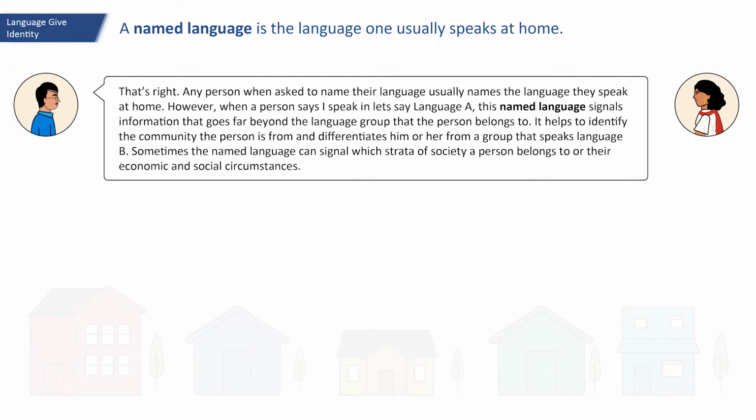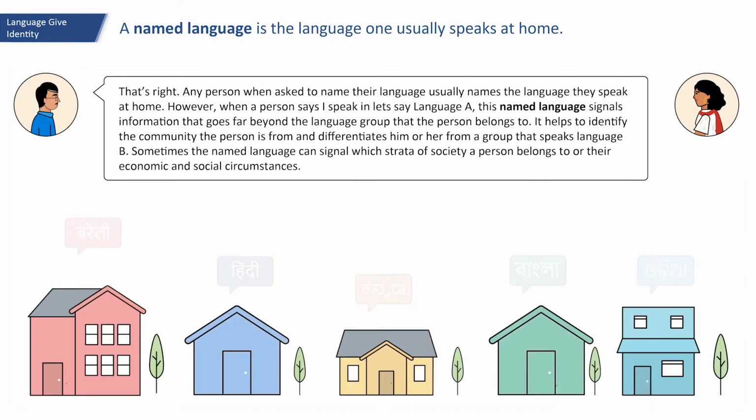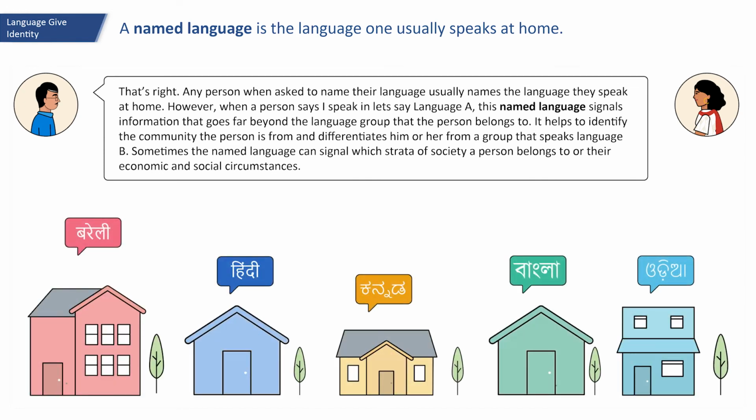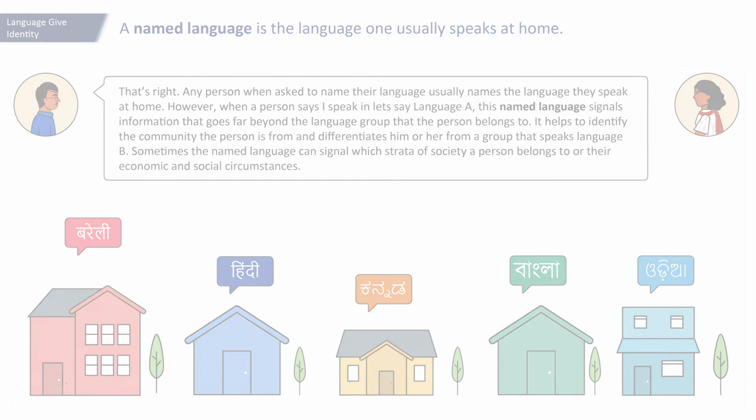That's right. Any person, when asked to name their language, usually names the language they speak at home. However, when a person says, I speak in, let's say, language A, this named language signals information that goes far beyond the language group that the person belongs to. It helps to identify the community the person is from and differentiates him or her from a group that speaks language B. Sometimes, the named language can signal which strata of society a person belongs to or their economic and social circumstances.